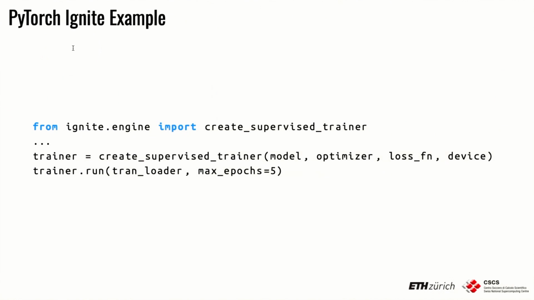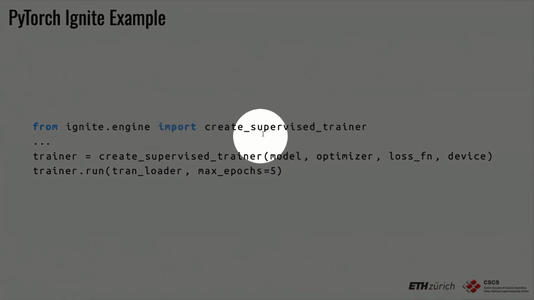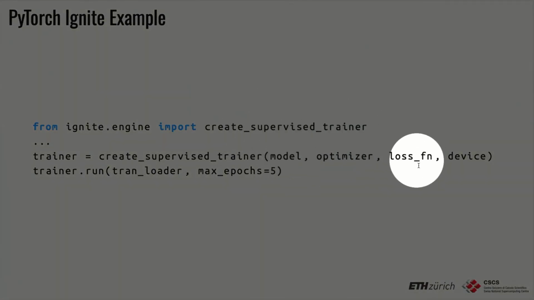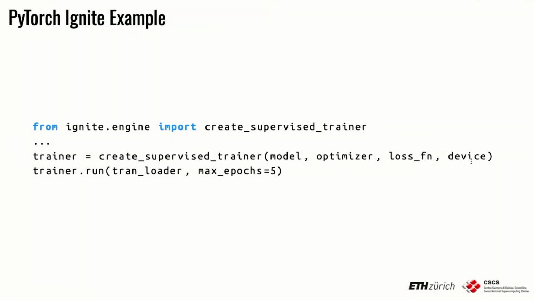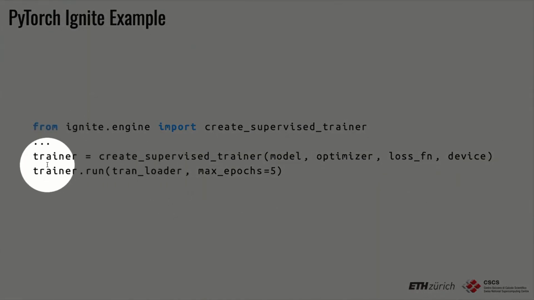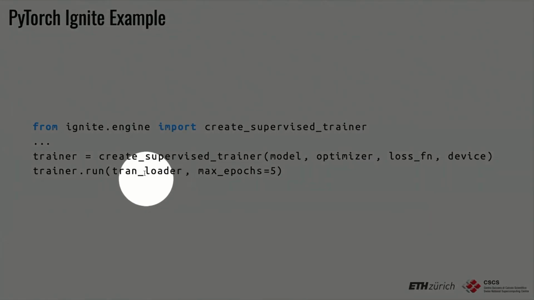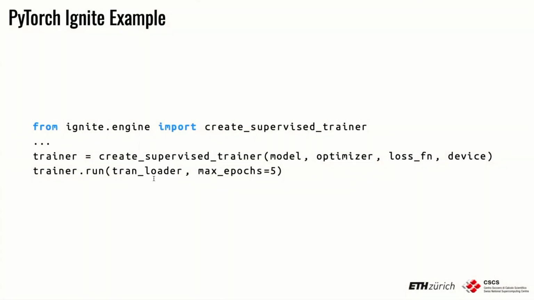This is with PyTorch Ignite. You can import a create supervised trainer function, and you pass model, optimizer, loss function, and the device on which you want to run. This creates a trainer object, and then you can just do trainer.run. You pass the train loader, which is what you load the data with, that gives the mini batches, and then you say for how many epochs you want to run it. And this runs the training. So much less boilerplate code than we have in the notebooks.